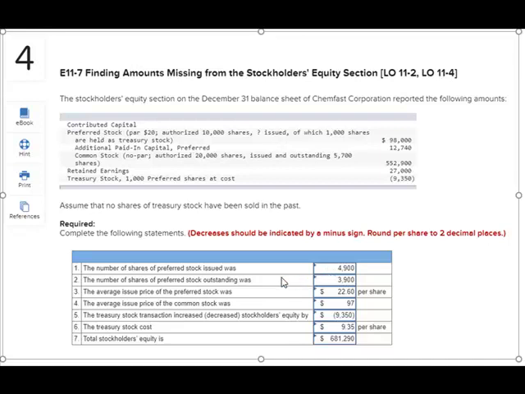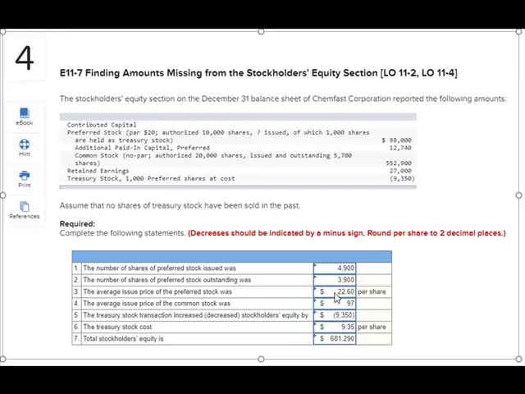Then to get the number of shares outstanding, well, shares outstanding are shares still in the hands of stockholders. So treasury stock is not still in the hands of stockholders. So we can take the total number of shares sold and subtract the 1,000 shares of treasury stock. And this is preferred treasury stock.